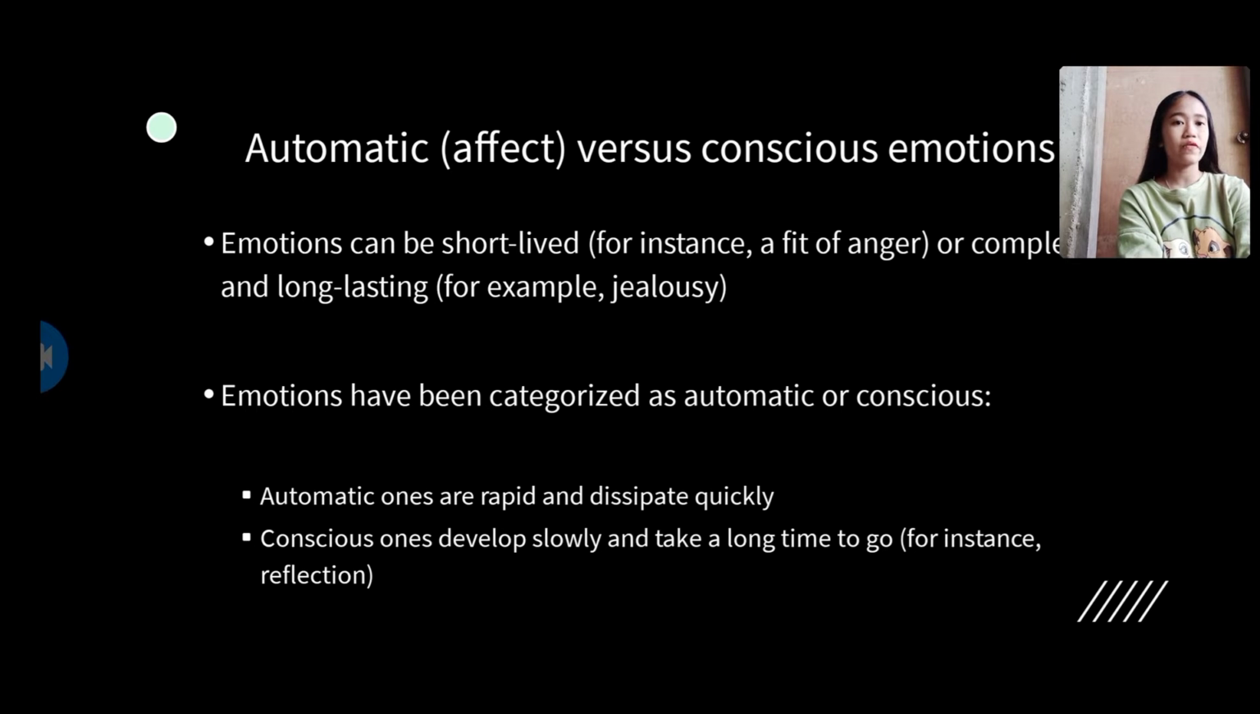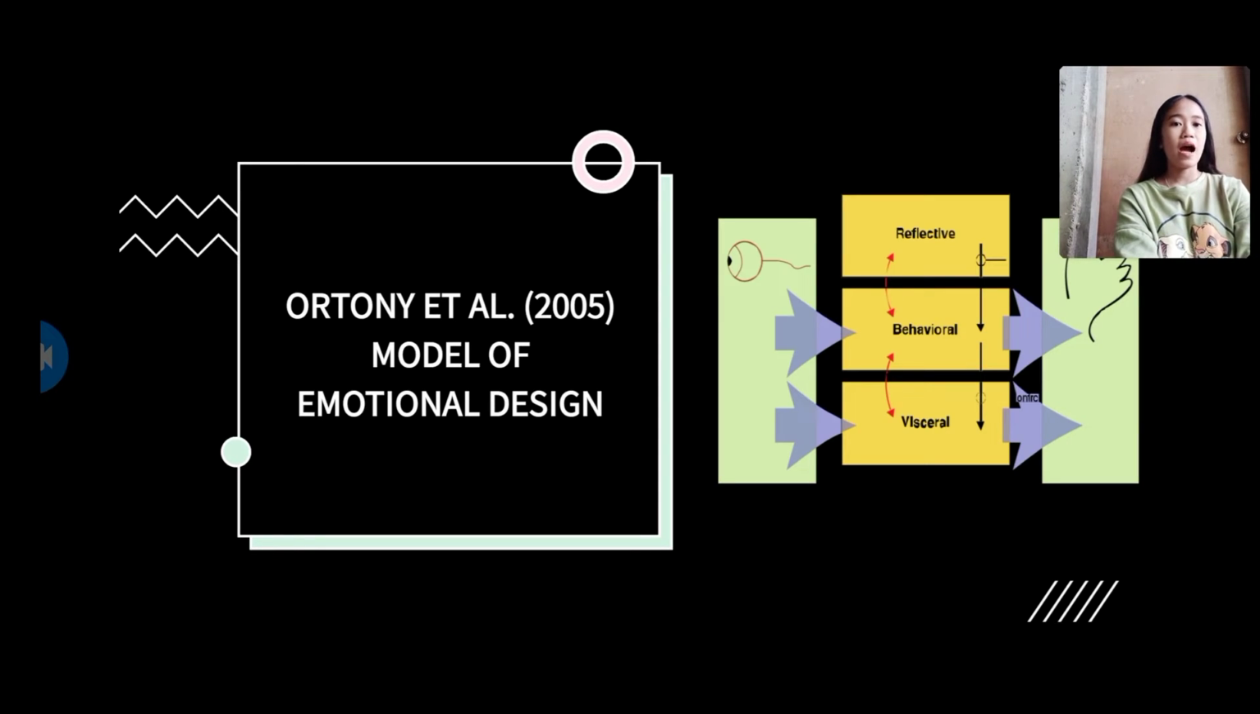Automatic affect versus conscious emotions. Emotions can be short-lived, for instance, a fit of anger, or complex and long-lasting, for example, jealousy. Emotions have been categorized as automatic or conscious. Automatic ones are rapid and dissipate quickly. Conscious ones develop slowly and take a long time to go, for instance, reflection. According to Ortony et al. 2005, the model of emotional design has three levels: reflective, behavioral, and visceral.